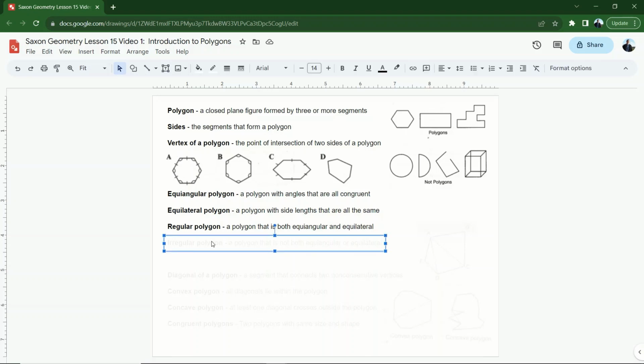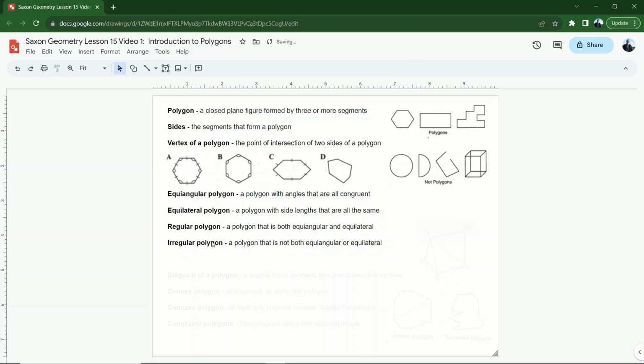And then there's such a thing as an irregular polygon. An irregular polygon is a polygon that pretty much eats only meat and dairy products. It's a polygon that is not both equiangular and equilateral. So B, C, and D would be irregular. Even though C is equilateral and B is equiangular, it's still irregular because they're not both equiangular and equilateral.